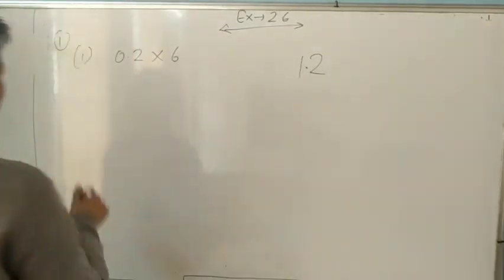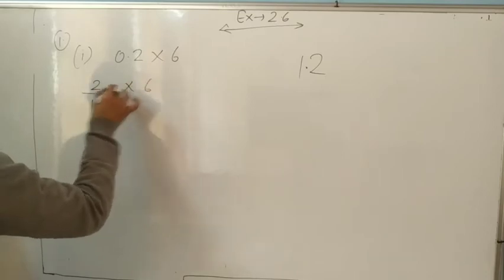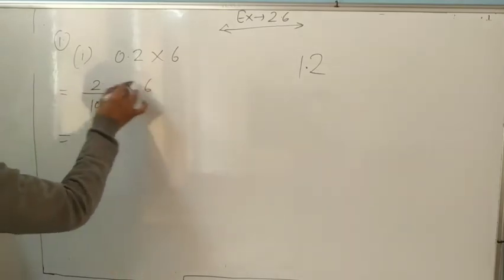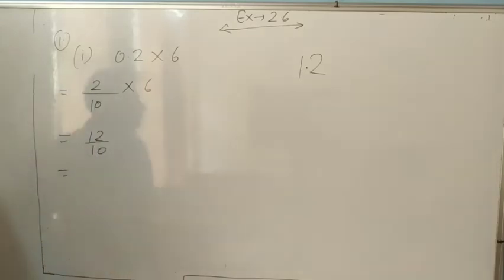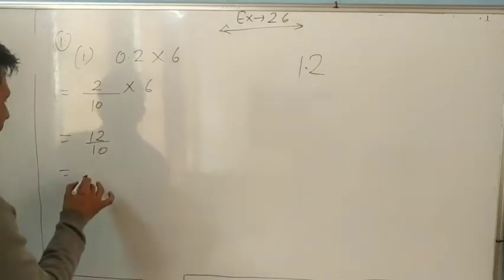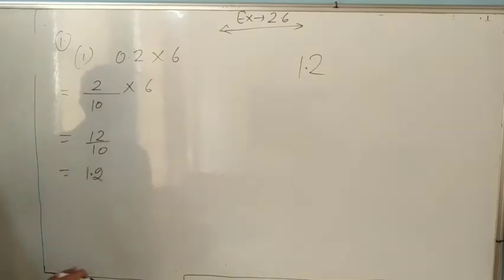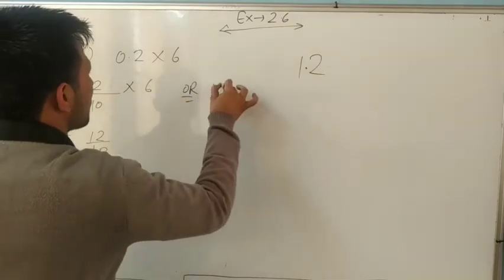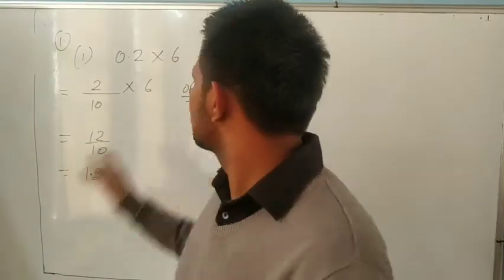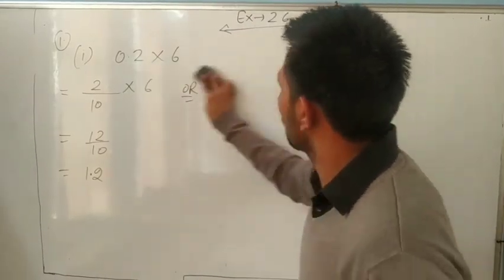Otherwise, you can multiply it: 2 divided by 10, multiplied by 6. 2 into 6, 12, divided by 10. How many zeros in the denominator? 1. So after the decimal only 1 digit: 1.2. Or you can write 6 into 2, 12, 1.2. It's simple also. Okay, you have to do it by this method. One more part, look at it.